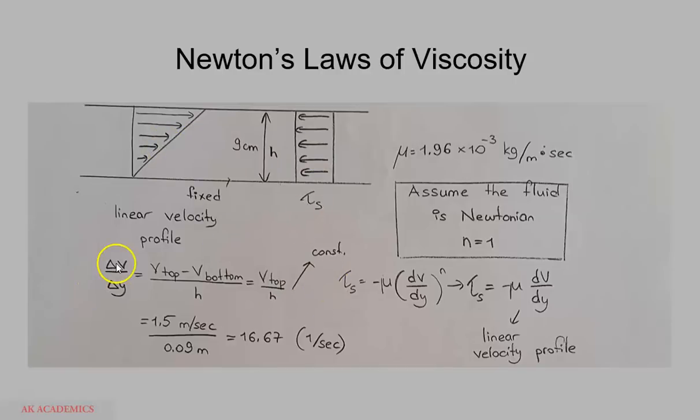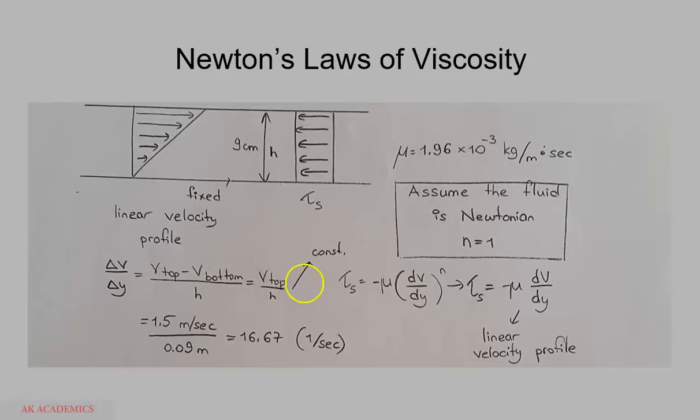We do know that our change in V divided by change in Y, delta V over delta Y, is equal to V top minus V bottom divided by H for a linear profile. And we do know that our V bottom is 0. When V bottom is 0, we are left with V top over H, and we know this expression is a constant expression. So delta V divided by delta Y equals V top over H.